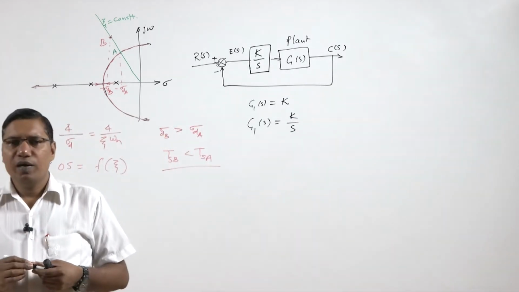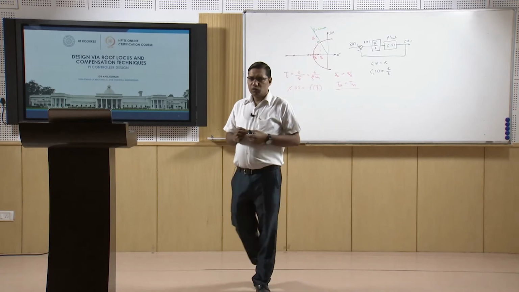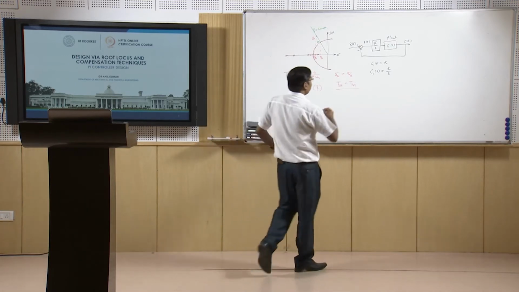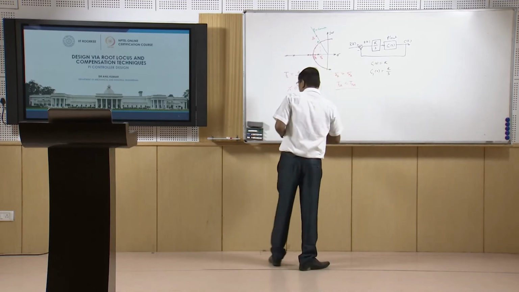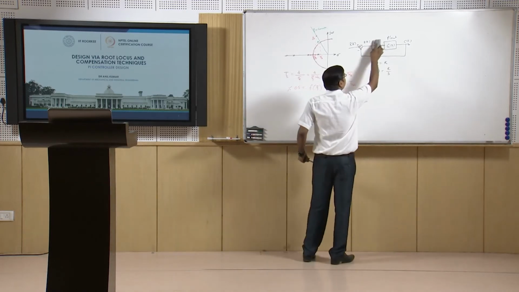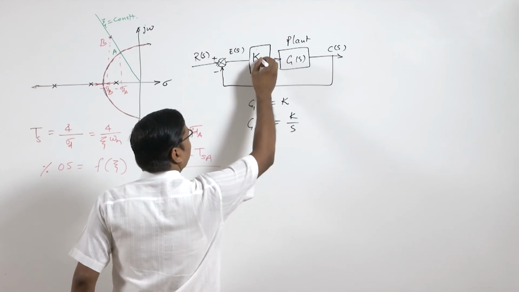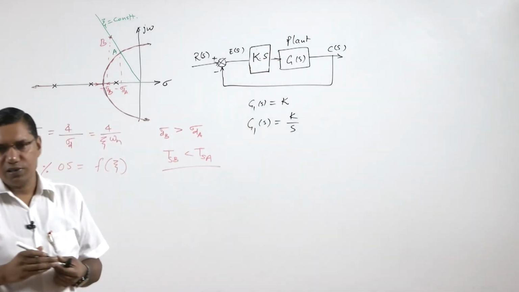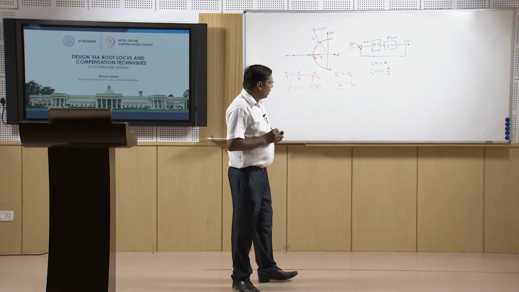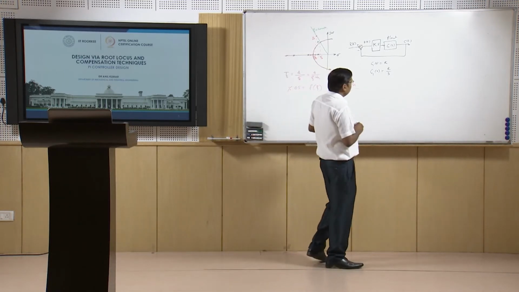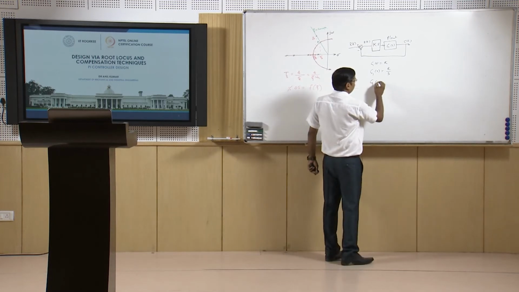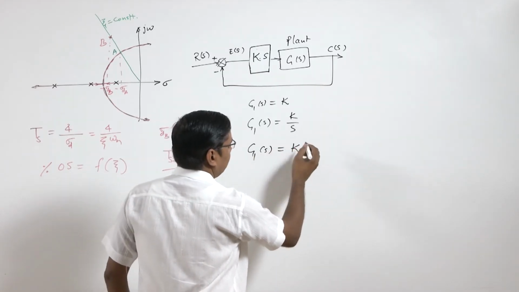We can also use a derivative controller. So we give the differentiation of the error to the input, and this will be K times s, because if it is the first derivative, its transfer function is Ks. So here G1(s) equal to Ks.